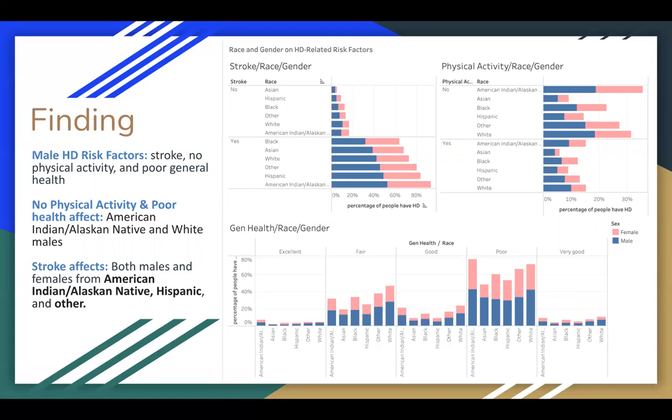American Indian, Alaskan Native, and white males are more likely to have no physical activity and poor health condition as risk factors for heart disease. Stroke as a risk factor for heart disease is the most common in both males and females from American Indian, Alaskan Native, Hispanic, and other.